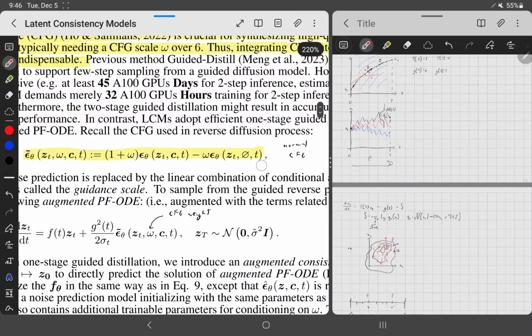Basically, I have a model that predicts the noise given no class, and I have a model that predicts the noise given a class, maybe this is like a dog or a cat. Then what I'm going to do is emphasize the signal with the class in it and remove the signal with no class in it.